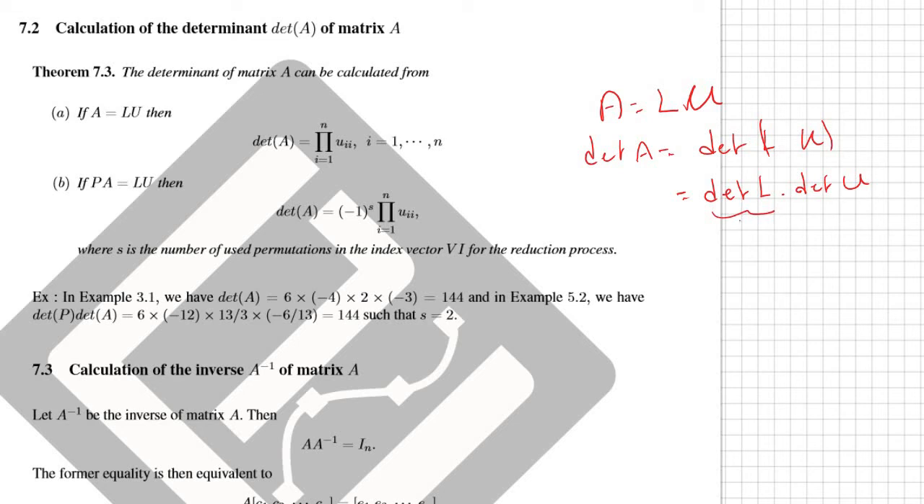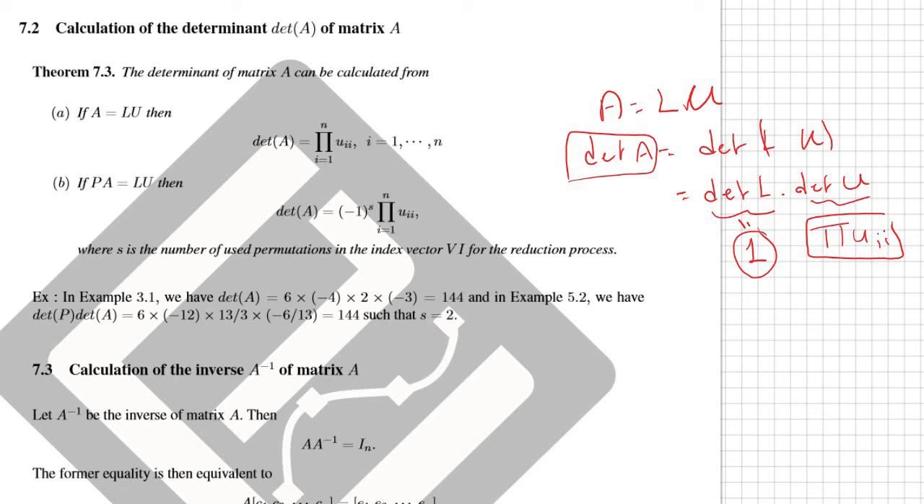But the determinant of L is equal to 1 because L is a lower triangular matrix and its determinant is the product of the diagonal elements, which are all equal to 1. So the product is 1. And then the determinant of U is equal to the product of the diagonal terms U_ii. So the determinant of A can be calculated directly by multiplying all the diagonal elements of U.